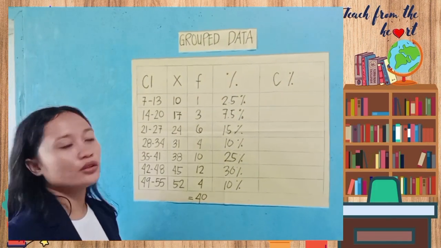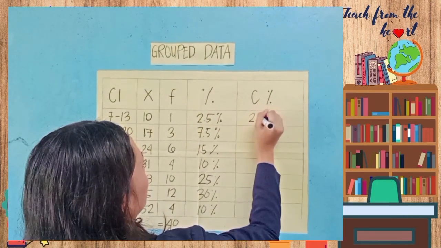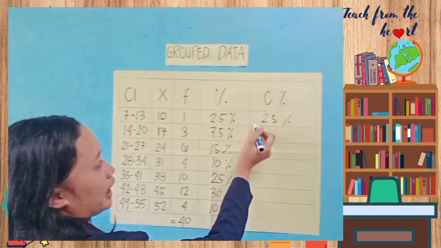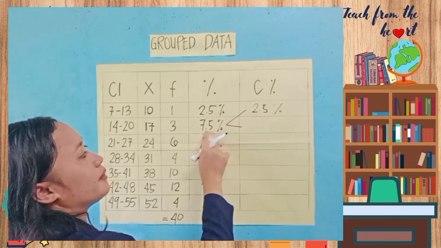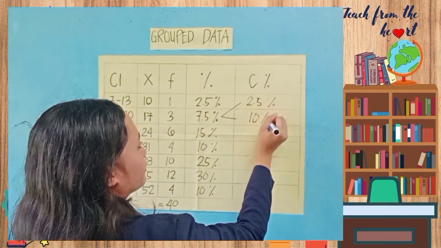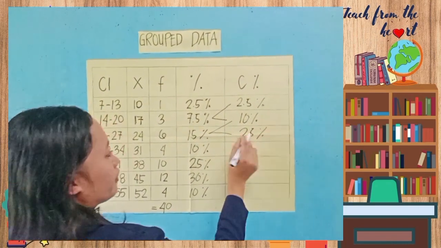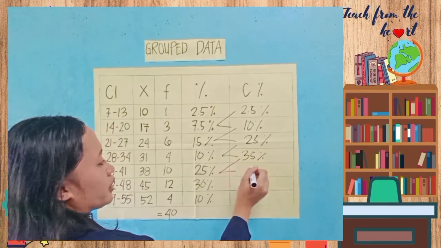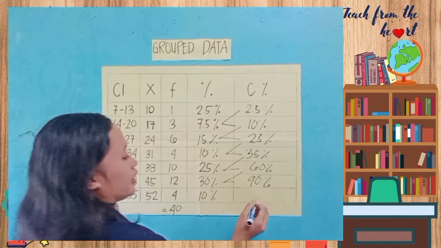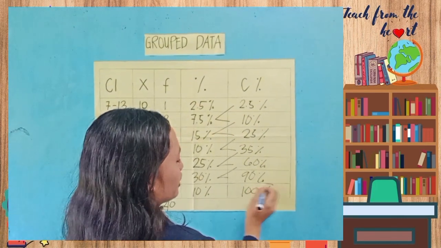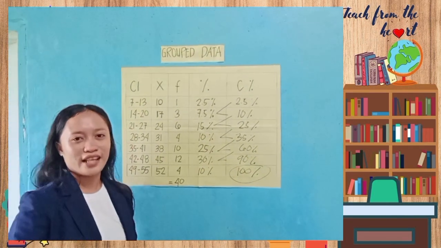Okay, now let's proceed to the cumulative percentage. Just copy the first 2.5% and add. Simply add the 2.5 to 7.5%. 2.5% plus 7.5% is 10%. 10% plus 15 is equal to 25%. 90% plus 10% is equal to 100%. So a total of 100%. So we are correct because we got a percentage of 100.